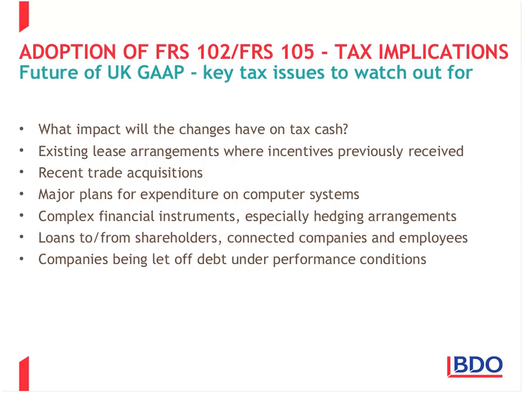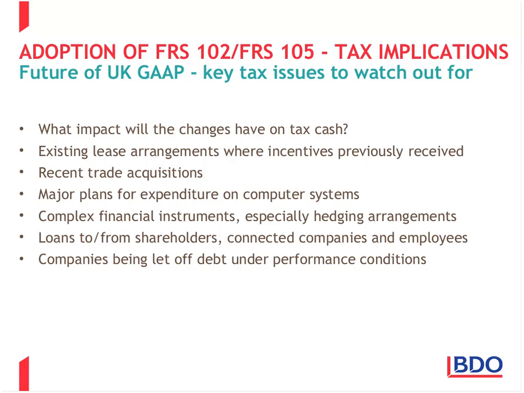One needs to look at trade acquisitions to see if there is an opportunity to identify intangibles that are depreciated at a more advantageous rate to accelerate a tax deduction. Look at your plans for expenditure on computer systems. Have a look to see whether capital allowances or an intangible deduction is more beneficial. Complex financial instruments, look at these in detail. Have a look and see what effect this is likely to have on your accounting, whether you need to make any disregard elections or exactly how you're going to treat it. This will have a direct tax impact.